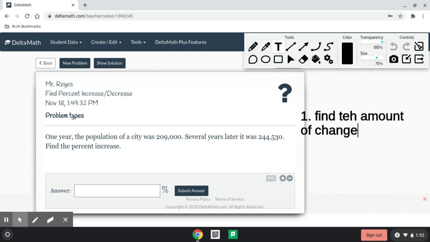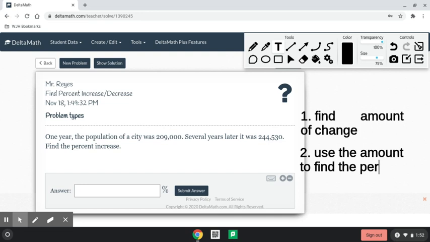It'd be great if I could spell correctly. We'll just say find amount of change. And use the change, use the amount to find the percent increase. Okay, so finding the amount of change is pretty simple. You just subtract the smaller one from the larger one.